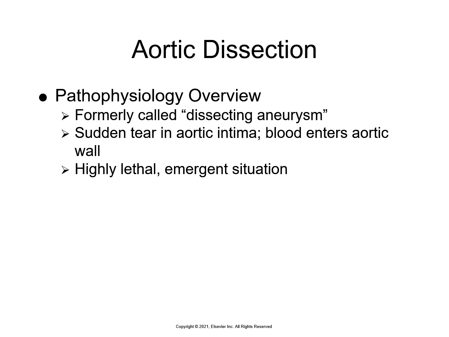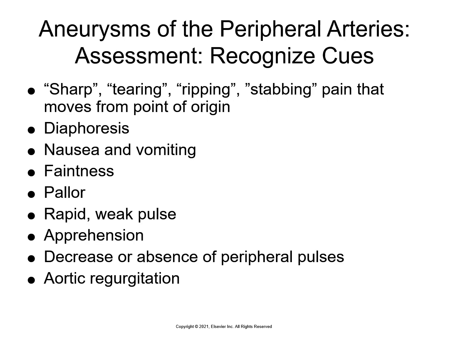But once it's ruptured, the chances of survival decrease exponentially. It's highly lethal and it's an emergent situation. Most people do not survive this if it ruptures. So our cues for an aortic aneurysm, a rupture or dissecting, would be a sharp, tearing, ripping, stabbing pain that moves from the point of origin.